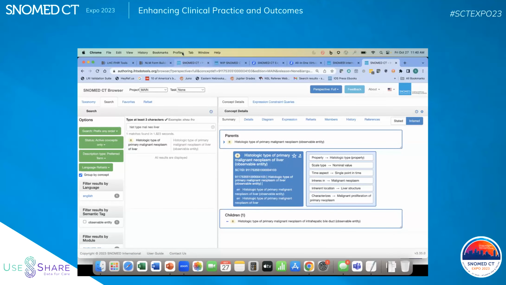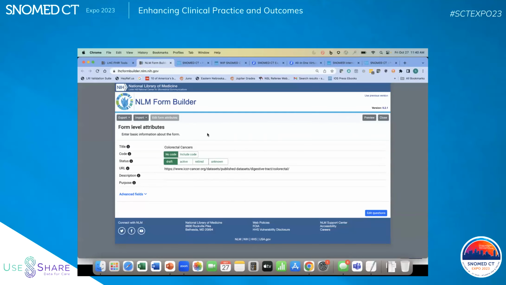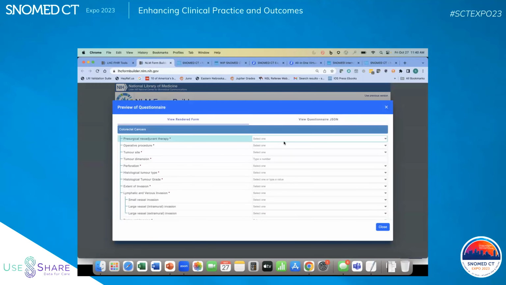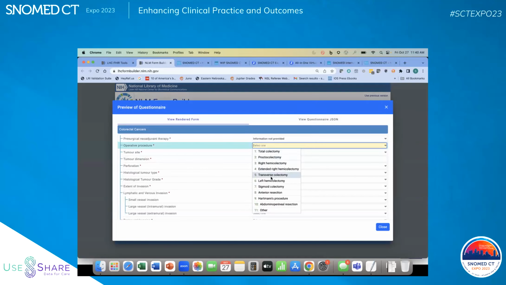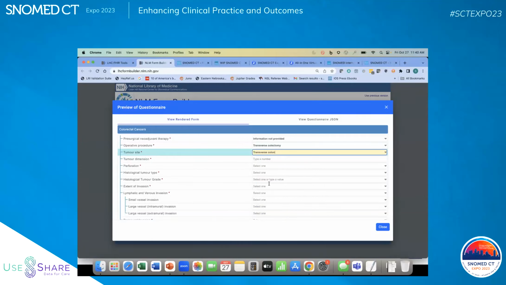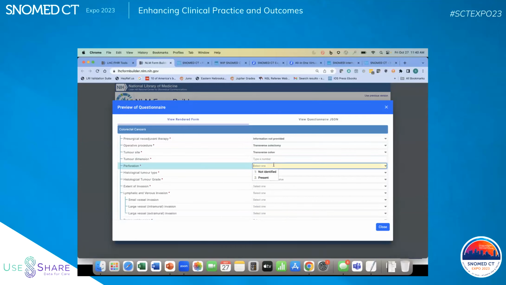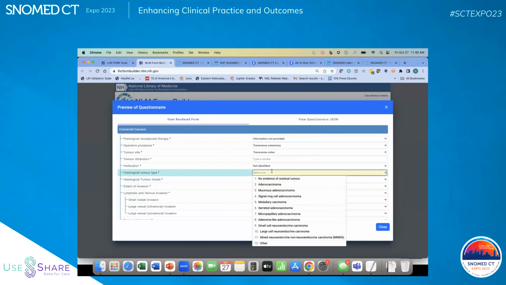Our intention is this is the NLM form builder, if you would. So just so you know, this is what you saw me playing with before. What was the operative procedure, whatnot. And conditional logic can be built in here, which is kind of nice. I can suppress questions that are irrelevant, or we can expose them.